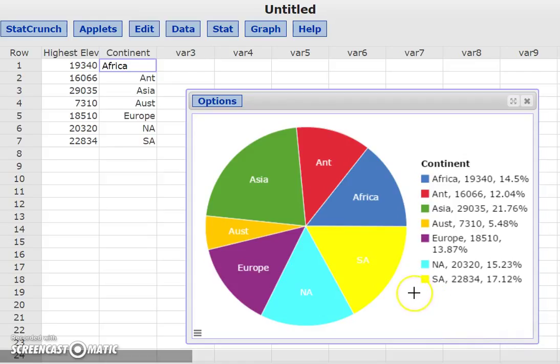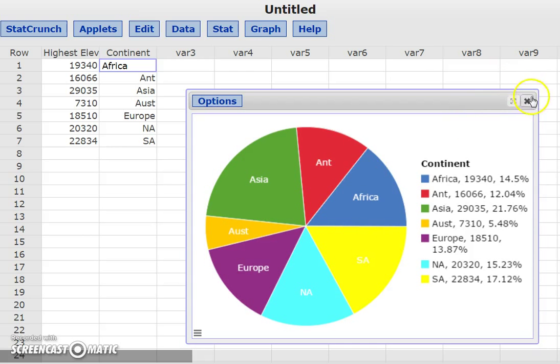Okay, so maybe this is more of what we were expecting. Notice Australia has the smallest percentage, but what we discussed was even if I calculated that 5.48%, that doesn't mean that Australia has 5.48% of the highest elevations in the world. It doesn't mean it has really 5.48% of anything. In other words, these percentages don't really have any physical meaning.